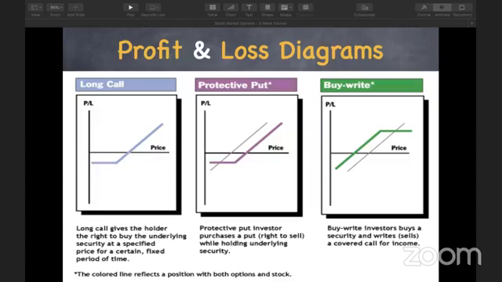Protective put, you own 100 shares of stock, and in case the price goes down, you want to protect your downside. So you pay money to somebody to take on your risk. That's when you pay out. You pay out in the long call, you pay to buy the underlying, and in the protective put, you're paying to sell. In both of those scenarios, you're paying, you're the buyer.